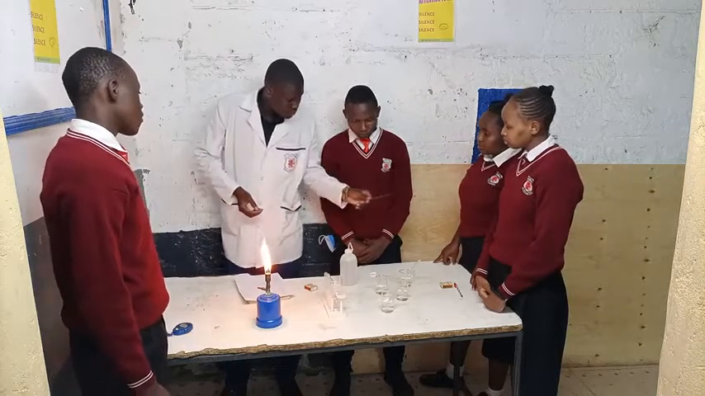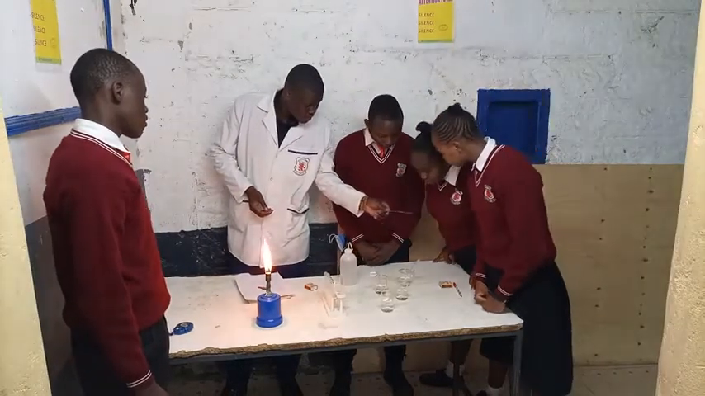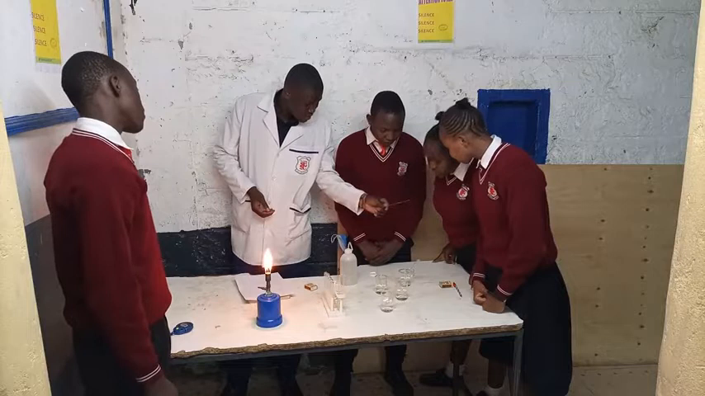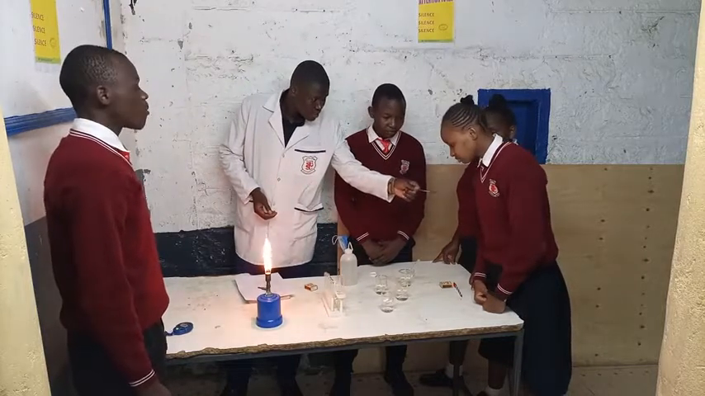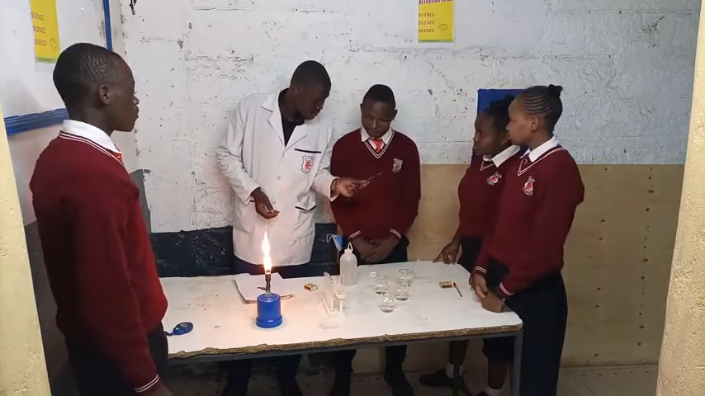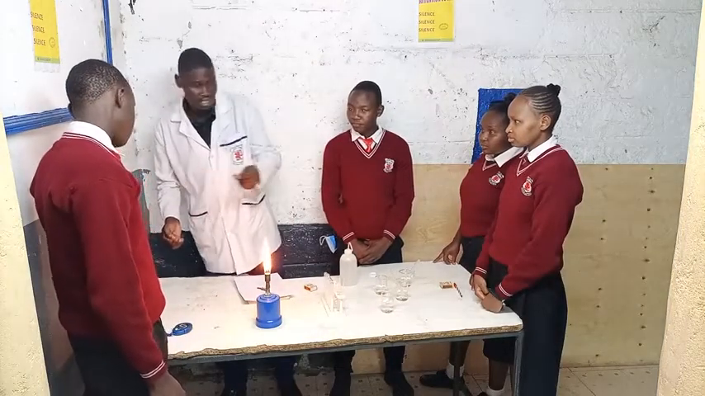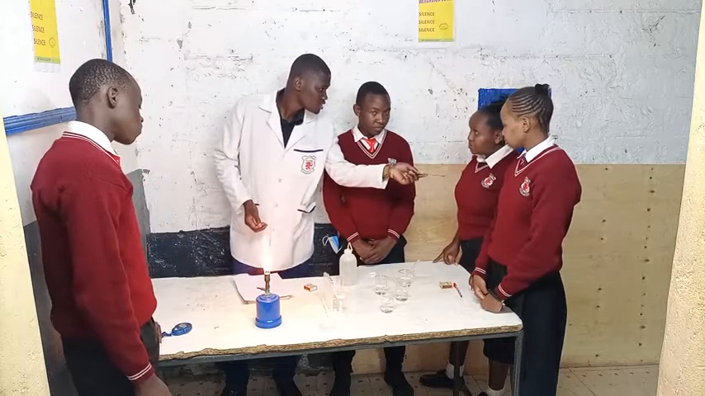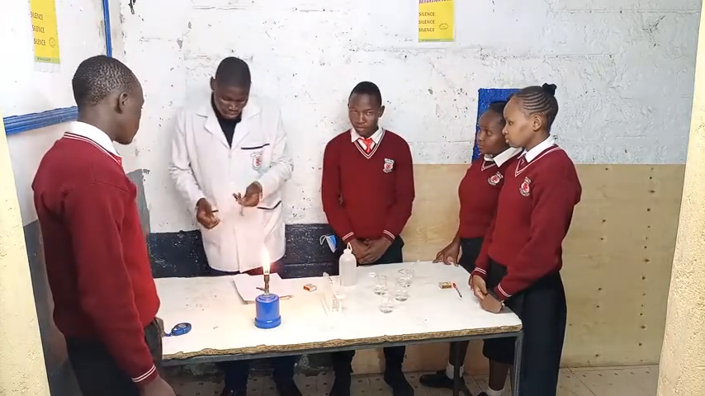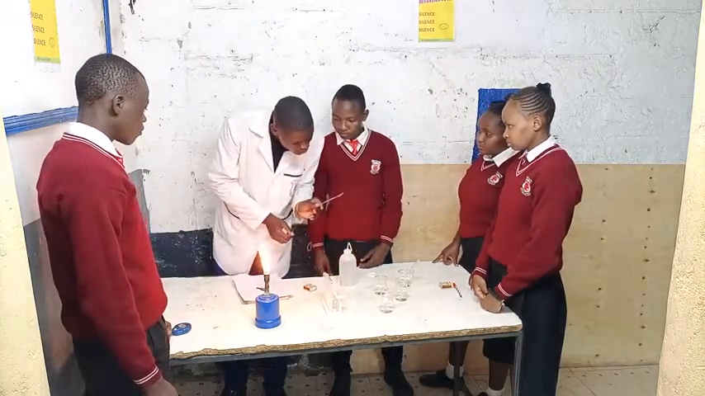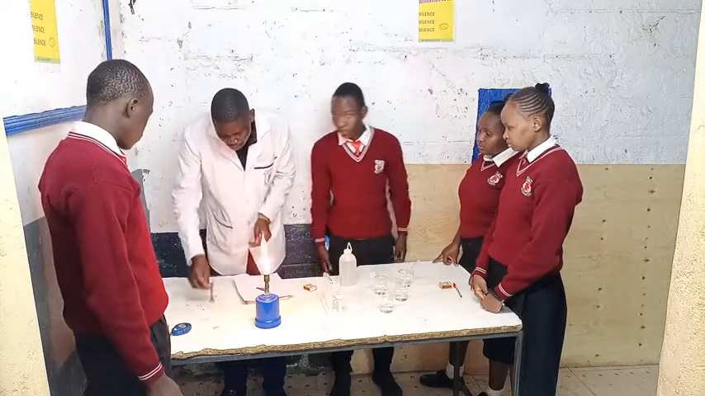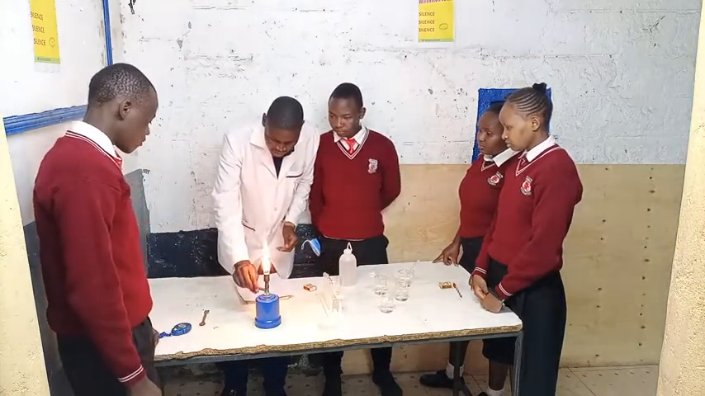What is the color of this particular solid? Orange. It is orange in color. So we are seeing that when it is hot, it is orange in color. Now let us just allow it to cool as we go to the next step.